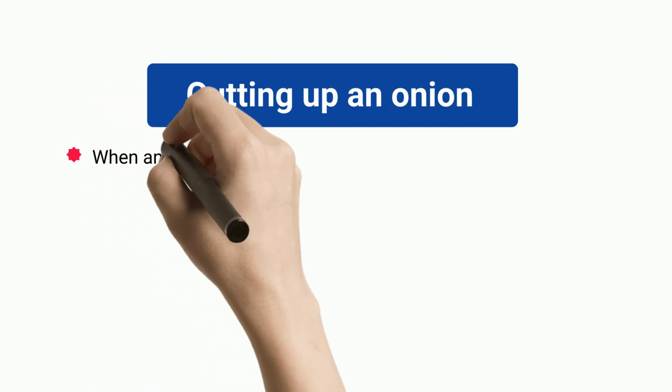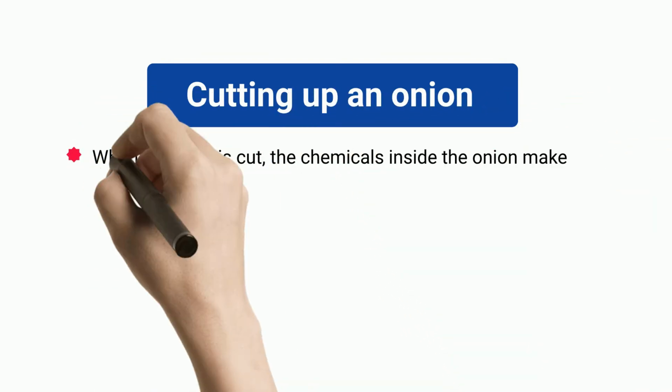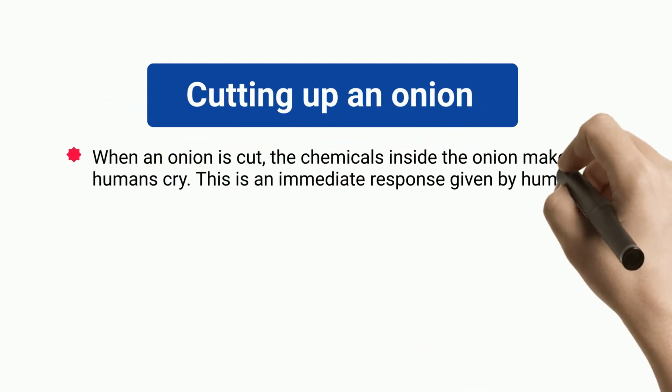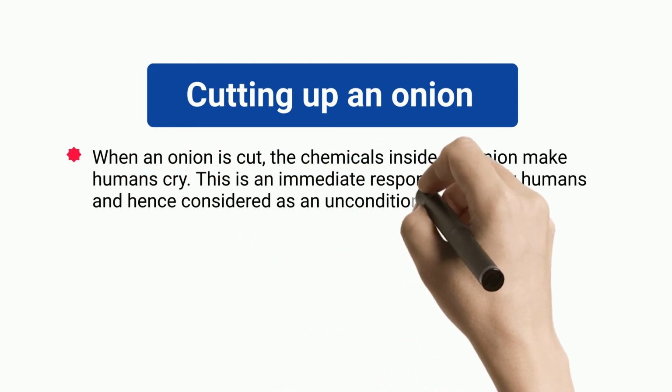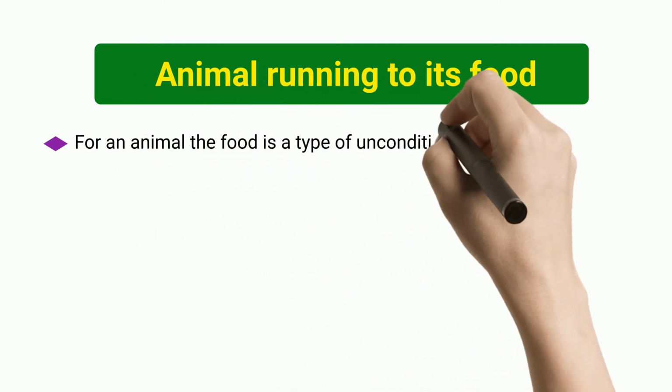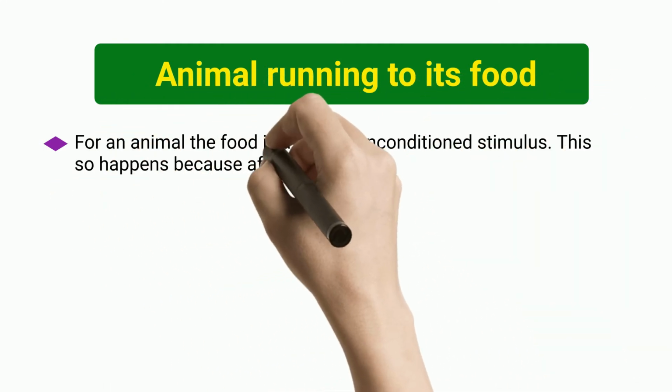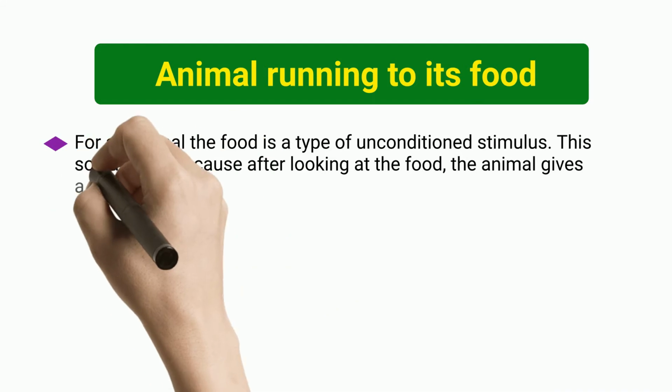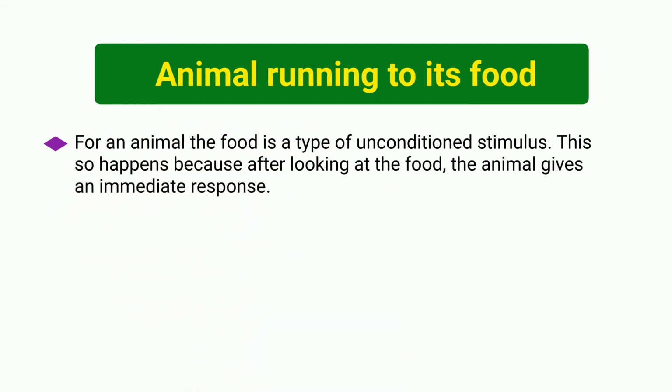Cutting up an onion. When an onion is cut, the chemicals inside the onion make humans cry. This is an immediate response given by humans and hence considered as an unconditioned stimulus. Animal running to its food. For an animal, the food is a type of unconditioned stimulus. This so happens because after looking at the food, the animal gives an immediate response.